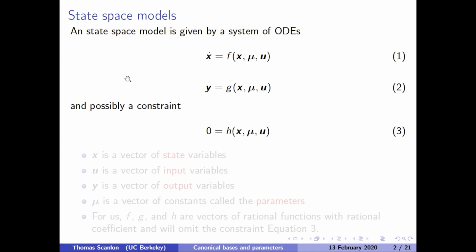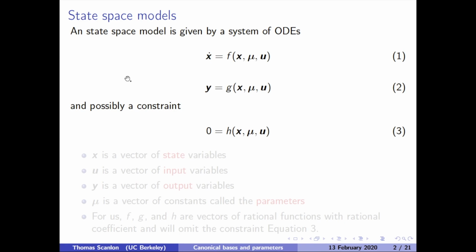Consider systems of equations, and here Gleb pointed out to me that I have been calling these input-output models, but these are actually state space systems or state space models. It's just basically a system of ordinary differential equations. So that's the first part. The bold is supposed to indicate it's a vector of a variable. So the first derivative of x is given by some function of x and two other variables.